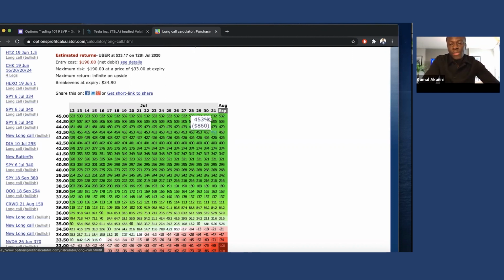Day of expiration, that's when I want to sell it. I'll go ahead and sell it back to someone else, likely at the ask, get out of the position, and pocket my profit. And keep in mind, you can sell it anytime.